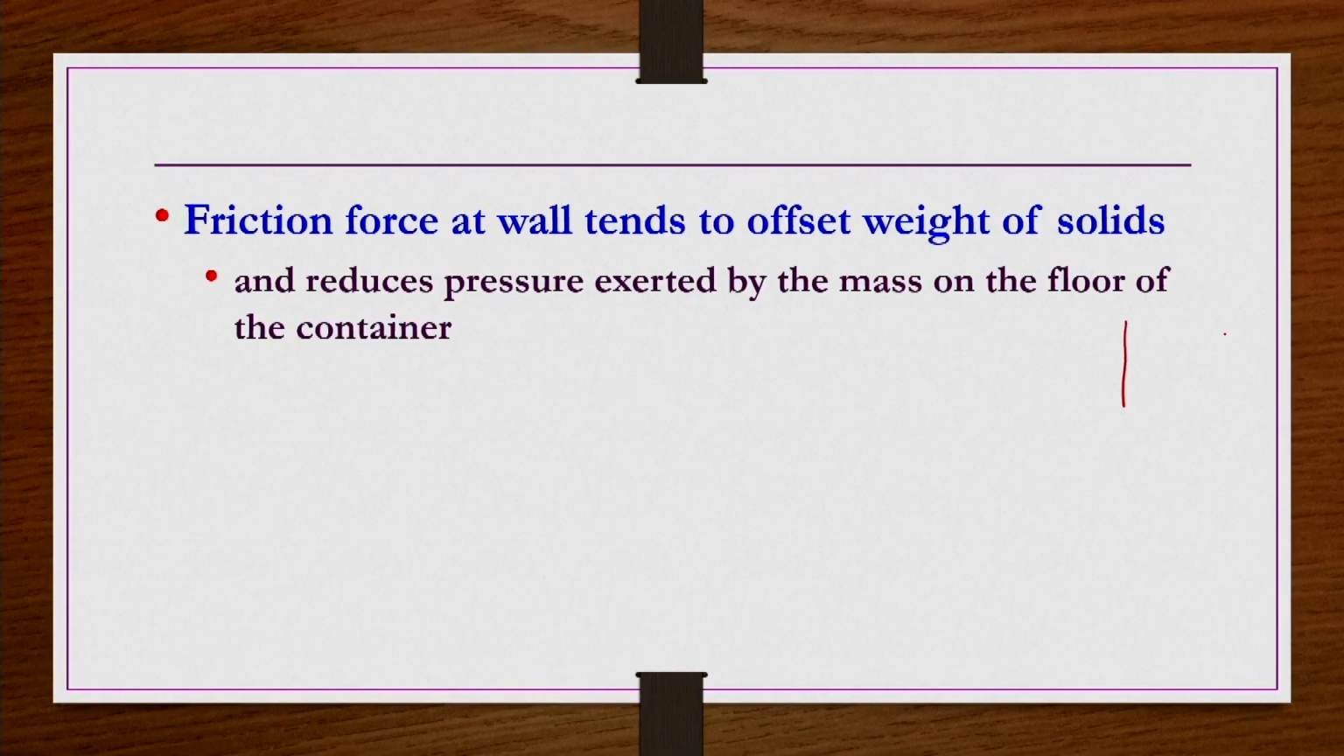So basically, let us say you have a container here, and this is the floor of the container. When you are adding more material here, some of the weight is being taken away by the friction between the particles and the walls. So overall the pressure acting on the floor is reduced, because some of the weight of the solids is taken by the friction force at the wall, the friction force between particles and the wall of the container.